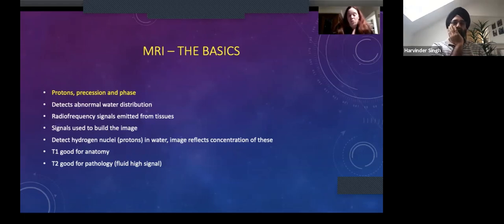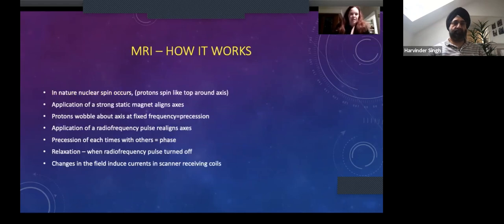It detects hydrogen nuclei or protons in water, and the image reflects the concentration of the water. There are a number of different sequences, but the main ones are T1 and T2. T1 is good for anatomy and T2 for pathology, with fluid producing a high signal.